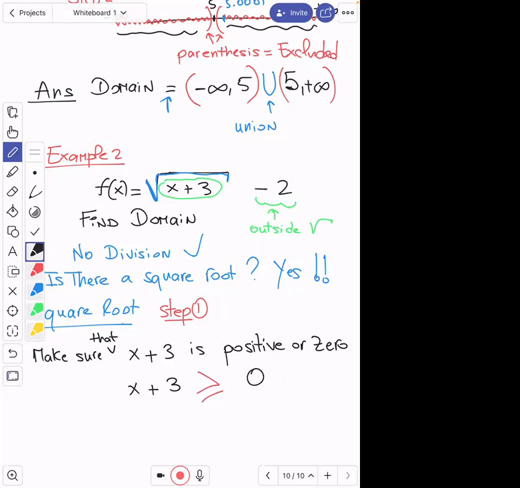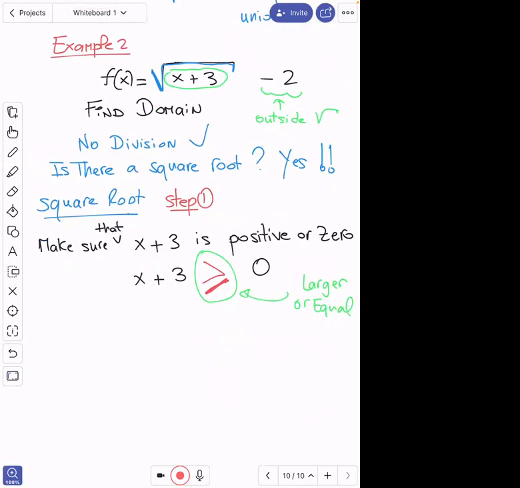Okay, so this is simple here, guys. This one here means it's larger or equal, because we have this line here. That's why we have larger or equal, right? So just to remind you, if you have something like this here, this means strictly larger than 0. Now, if you have a line like this, this is larger or equal.